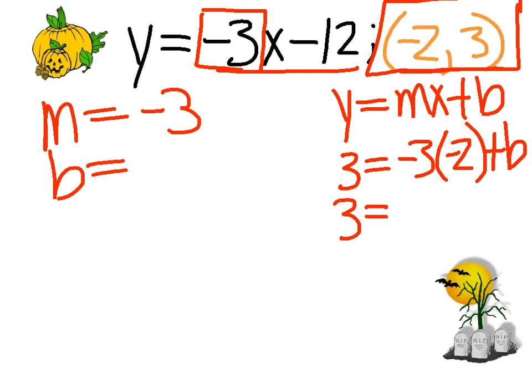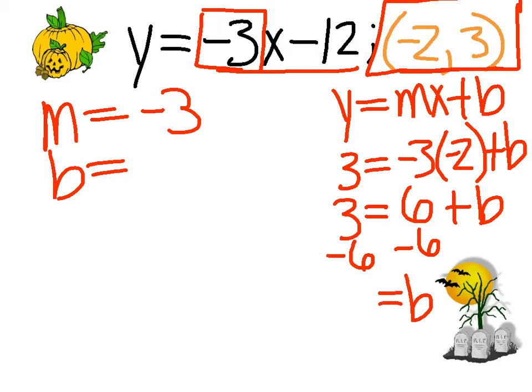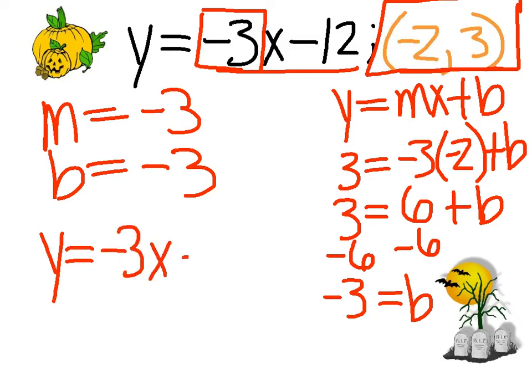-3 times -2 gives us a +6. That's right. What do we need to do now? Subtract 6 from both sides. When we do that, we get b on the right, and on the left, 3 minus 6 is -3. So our b is -3. So when we plug our slope and our y-intercept in, we'll have -3x minus 3, or -3x plus -3.